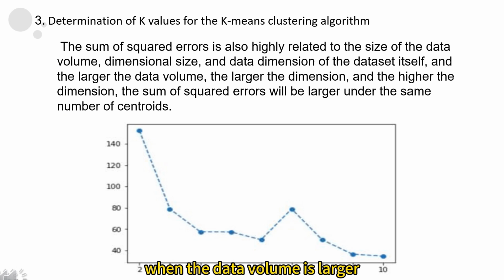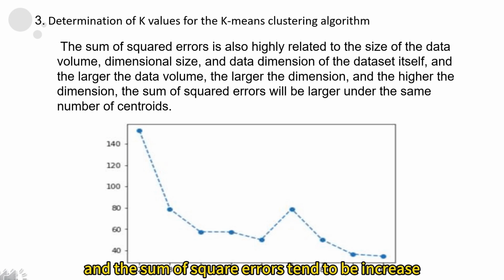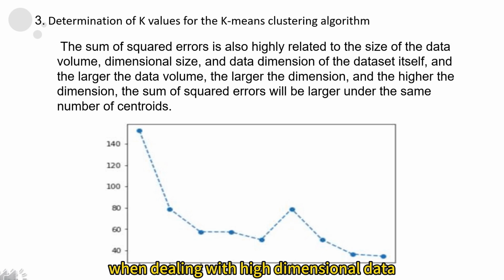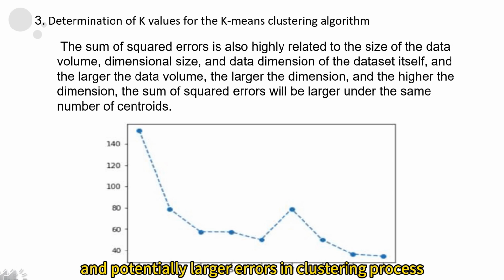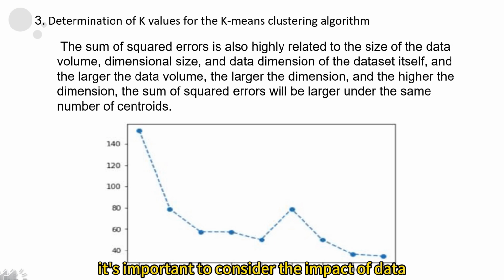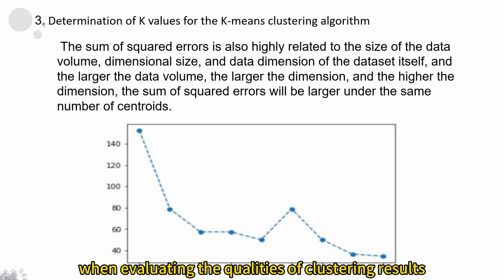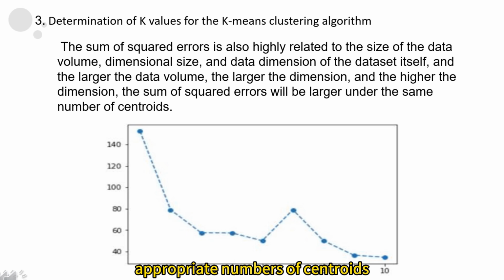When the data volume is larger, there is more information to be clustered, and the sum of squared errors tends to increase. Similarly, when dealing with high-dimensional data, the presence of additional dimensions can result in more variation and potentially larger errors in the clustering process. It's important to consider the impact of data volume and dimensionality on the sum of squared errors when evaluating the quality of clustering results and selecting an appropriate number of centroids.